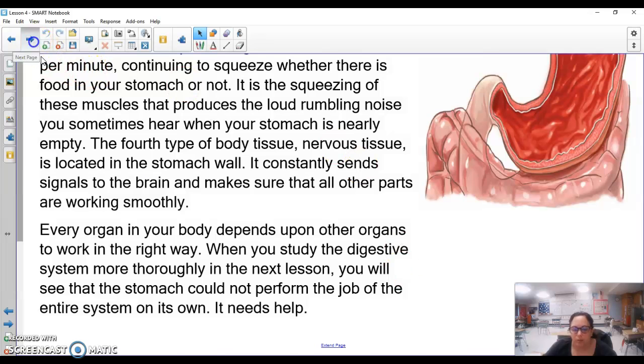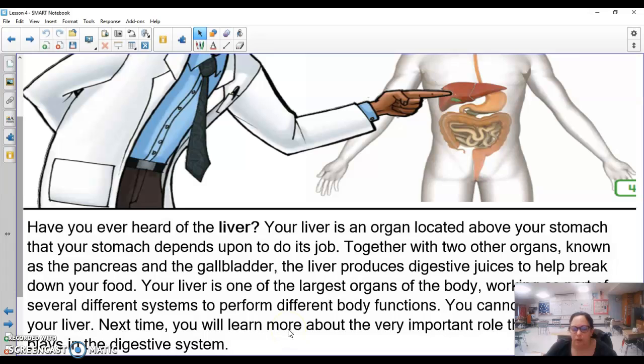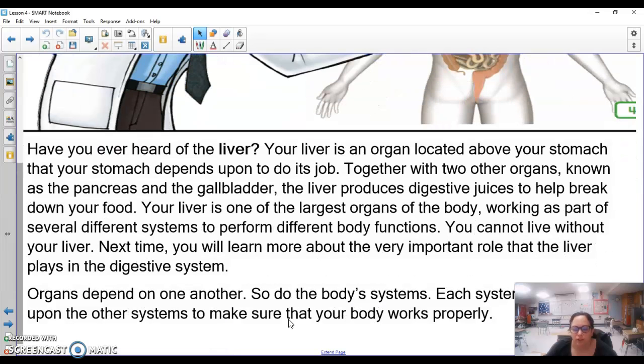It needs help. Have you ever heard of the liver? This is the liver. The liver is an organ located above your stomach that your stomach depends upon to do its job. Together with 2 organs known as the pancreas and gallbladder, the liver produces digestive juices to help break down your food. Your liver is one of the largest organs of the body, working as part of several different systems to perform different body functions. You cannot live without your liver. Next time, you will learn more about the very important role that the liver plays in the digestive system.